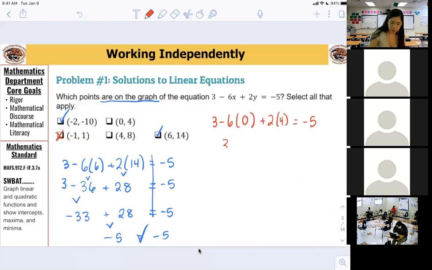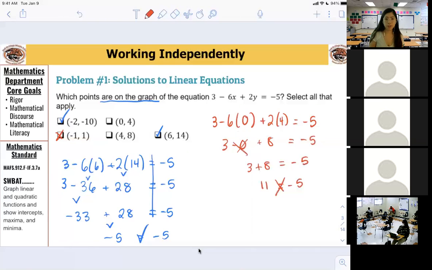So this would be 3 minus 0 plus 8. 3 minus 0 is 3. So 3 plus 8, yeah, that's not -5. 3 plus 8 is 11. So that's also out. And then 4, 8, that one is in. All right, so any questions on this strategy? Any questions on how to do this type of problem?